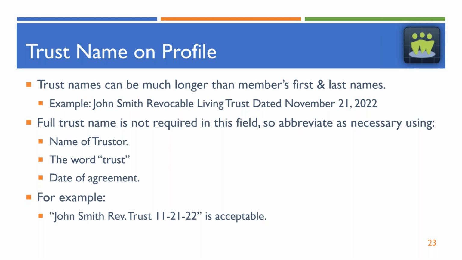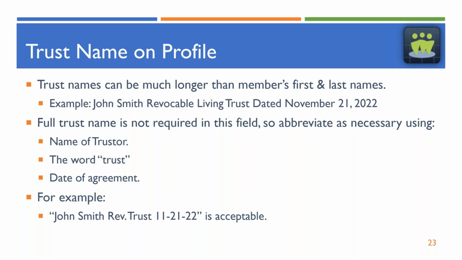But what's really important to have in that is the name of the trustor, that it is a trust, and the date of the agreement. So for the above example of the John Smith Trust, you could put John Smith, abbreviate revocable trust, and then put the date, and that should be acceptable. The IRS will know what's going on.